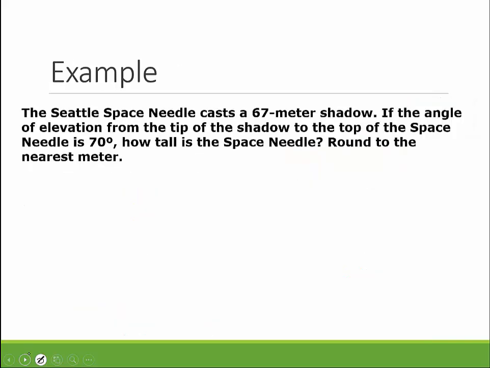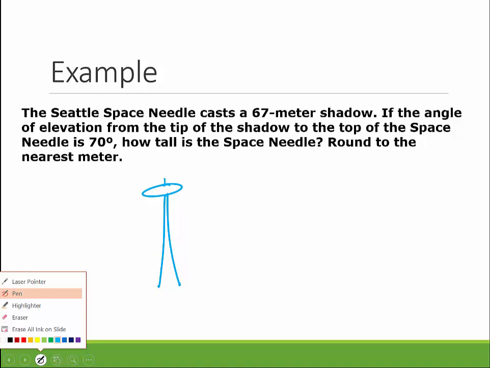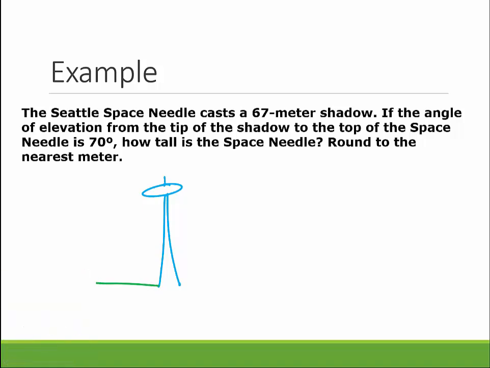The Seattle Space Needle cast a 67-meter shadow. If the angle of elevation from the tip of the shadow to the top of the Space Needle is 70 degrees, how tall is the Space Needle? Rounded to the nearest meter. So we have the Space Needle here, and it casts a shadow that is 67 meters long. So you have 67 meters here.